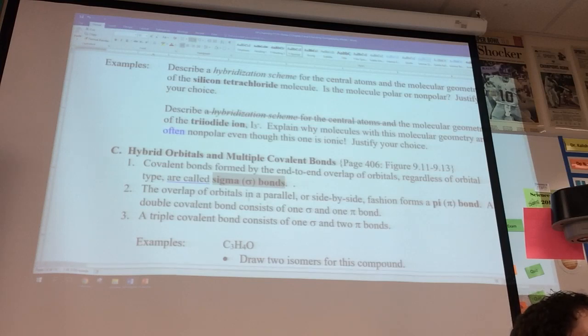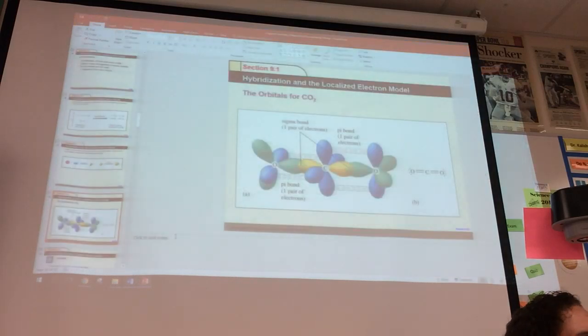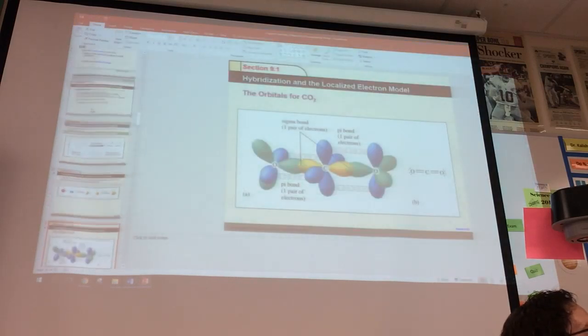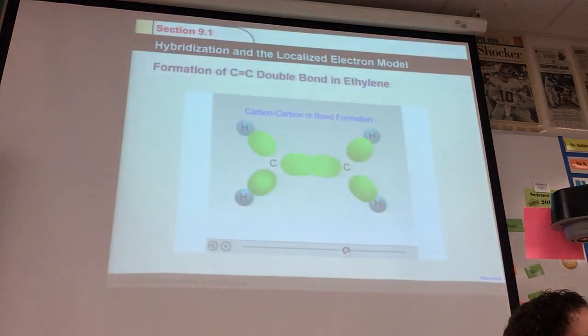If the overlap of orbitals is in a parallel side-by-side fashion, you have a pi bond. A double bond has 1 sigma and 1 pi. A triple has 1 sigma and 2 pi bonds. Before we look at these examples here, I'm going to go back to the original video because I stopped it. I'll probably backtrack it because it'll be easier for you.